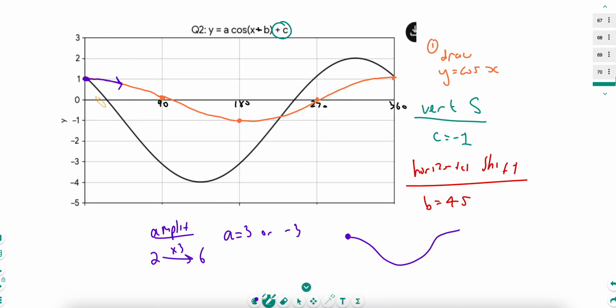Let's find our maximum point on this graph here. The maximum point is here. And as you can see, it's also going downwards. So they're both following the same pattern, so it stays as positive 3. So our A value is 3, our B value is 45, our C value is -1.